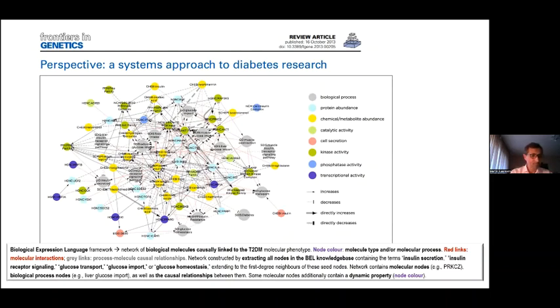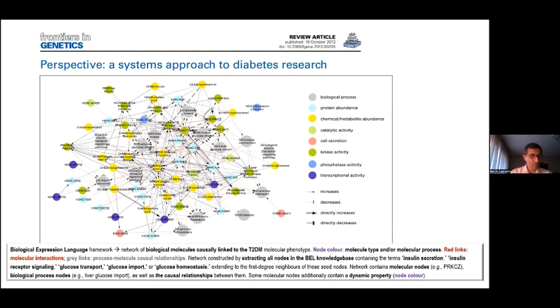So this is a network of biological molecules causally linked to type 2 diabetes, to the type 2 diabetes molecular phenotype. We call this a biological expression language framework. So you can see here node colors that tell you the molecule type and molecular processes. The red links are molecular interactions, and the gray links are process molecule causal relationships.